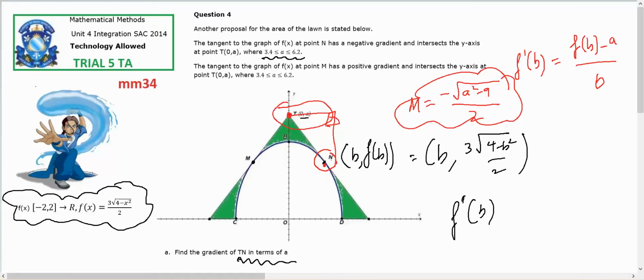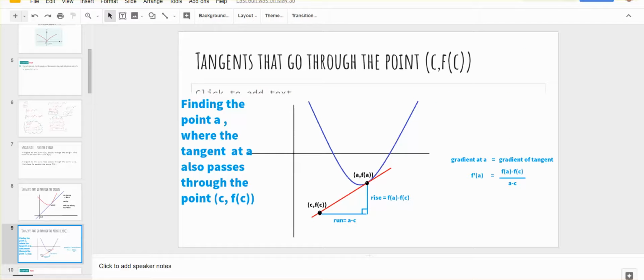But to solve this question, I needed to use this idea of a tangent that touches the curve and goes through another point, and I used this as a way of solving it.